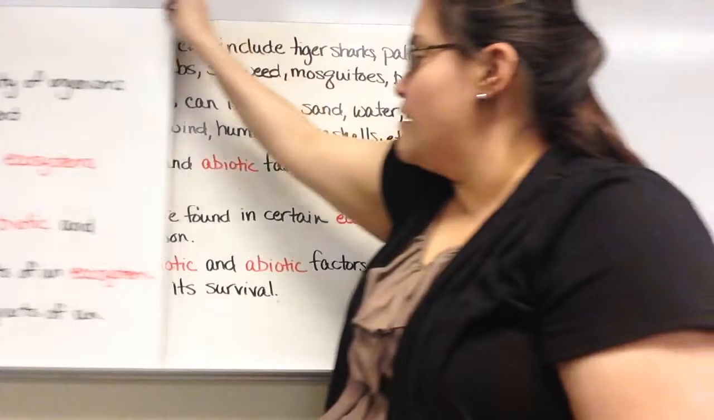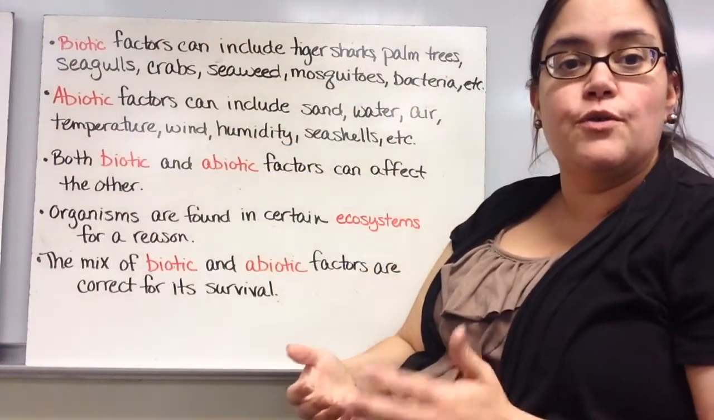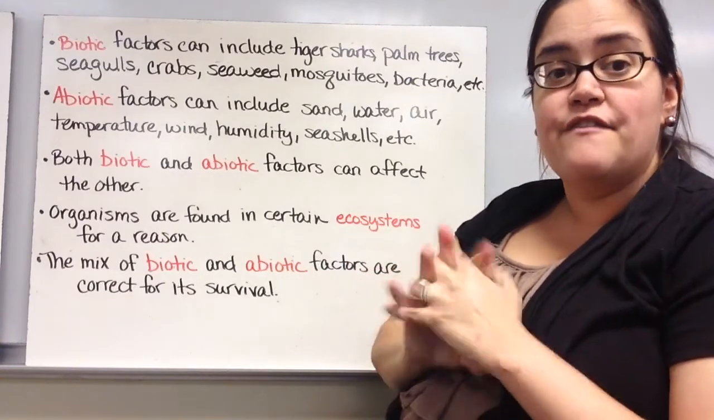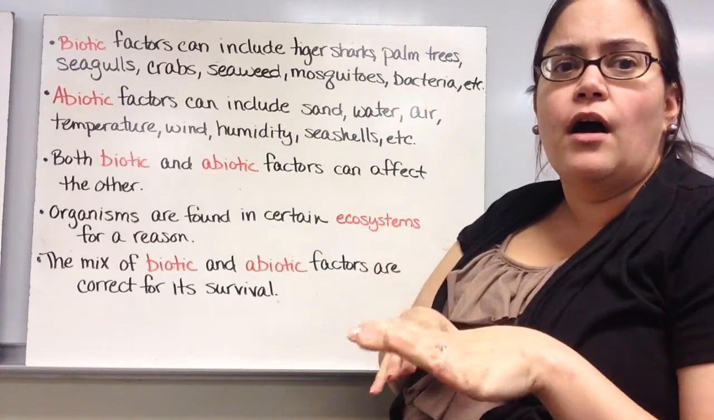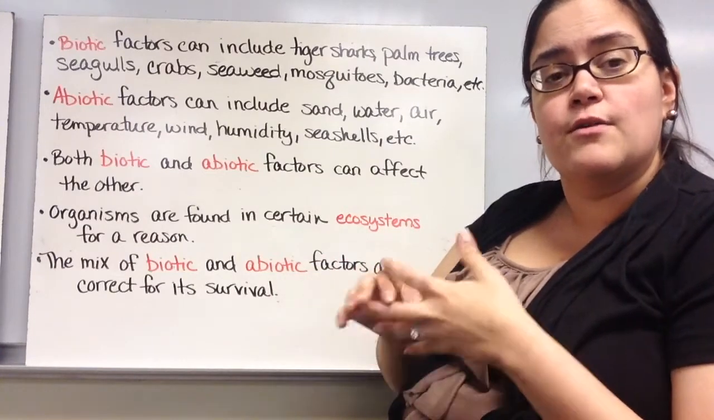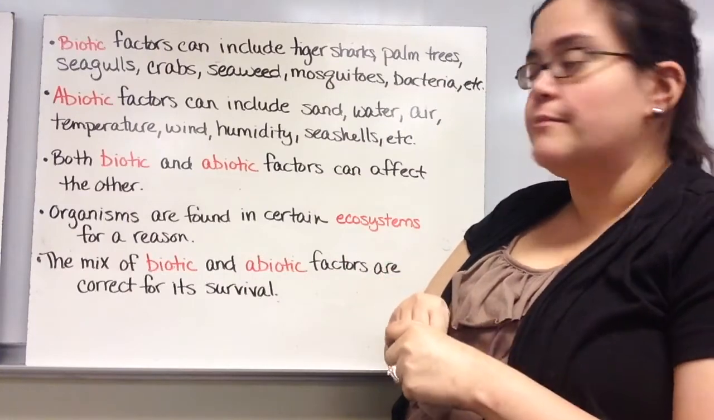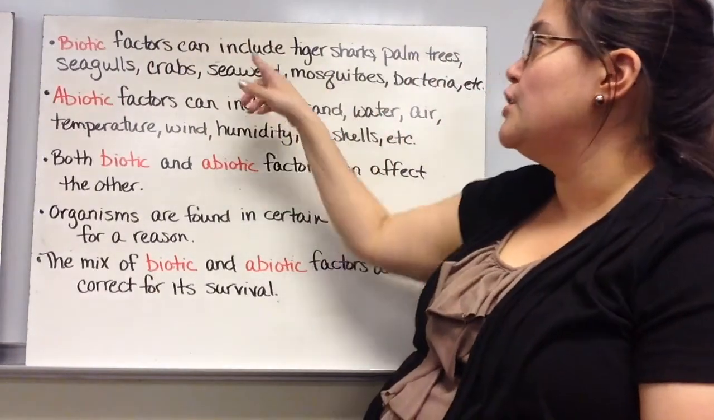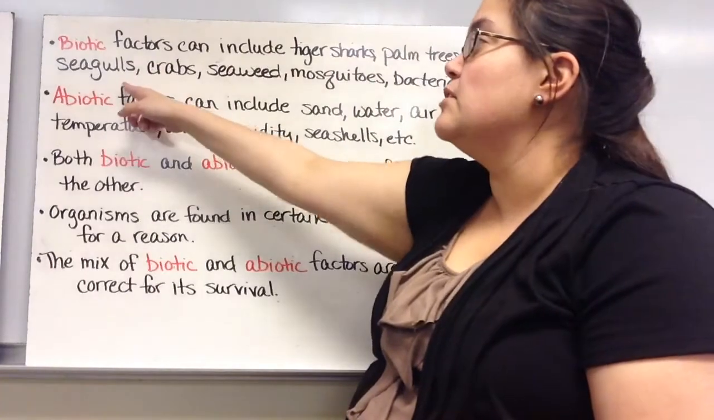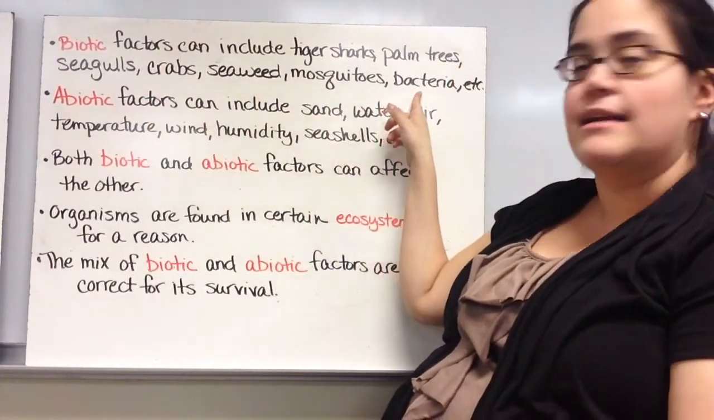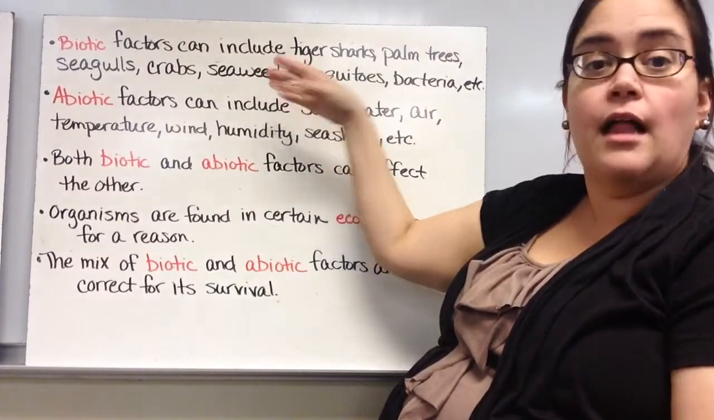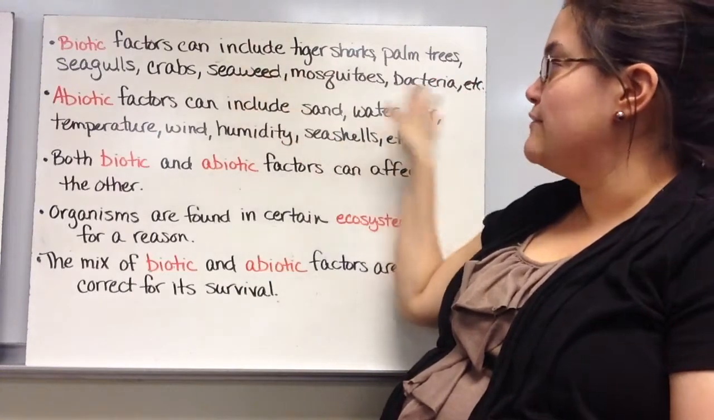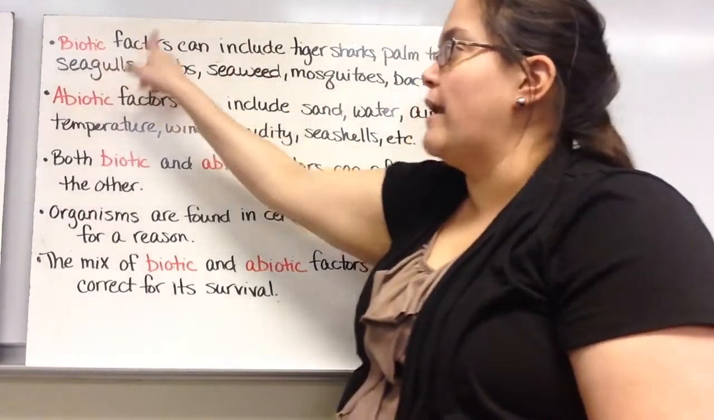So let's get some examples of biotic and abiotic. I decided to look at a coastal, like a beach ecosystem, and what might be found in that area, probably along the Gulf of Mexico, so Corpus Christi, Houston, Galveston, maybe down in that area. So biotic, the living factors of this beach ecosystem could include tiger sharks, palm trees, seagulls, crabs, seaweed, mosquitoes, bacteria, etc. There could be a lot more living parts of this ecosystem. This is just what I wrote down. So these are all living parts of an ecosystem, which are called biotic factors.